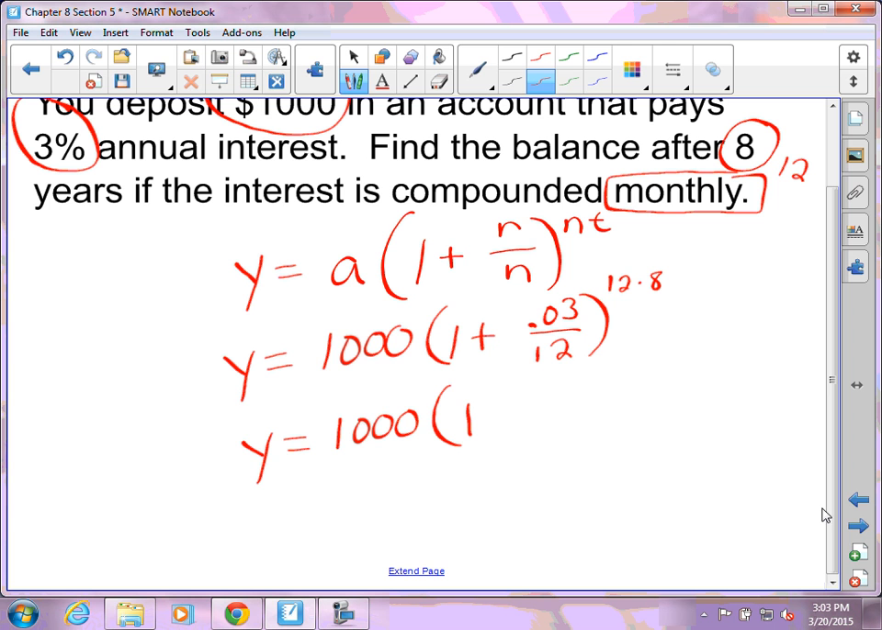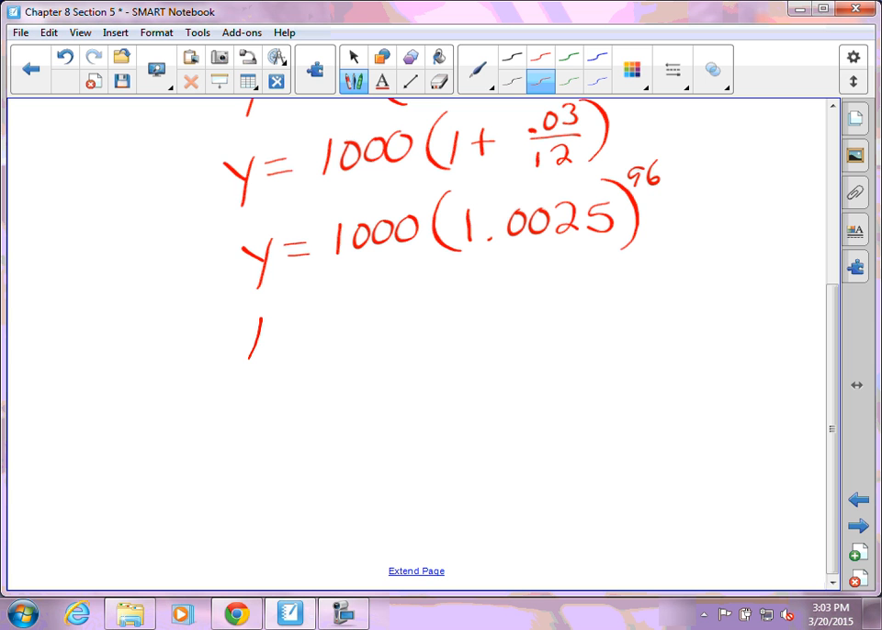So now what we do is we go y equals, and we put this all in your calculator. Remember, I start with my parentheses first. Think of order of operations. 1.0025, caret key, 96, equals, then multiply that by 1,000. And I end up with $1,270.87. And you want to make sure that you got your label and you round to the nearest decimal, right?